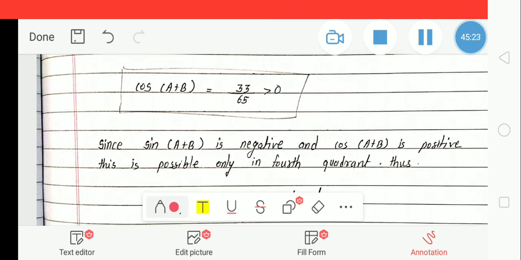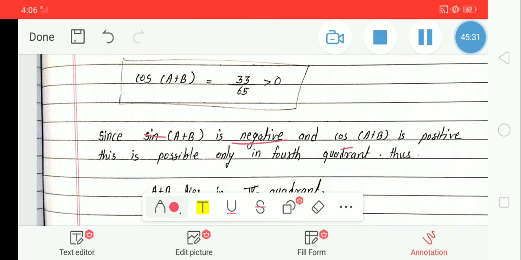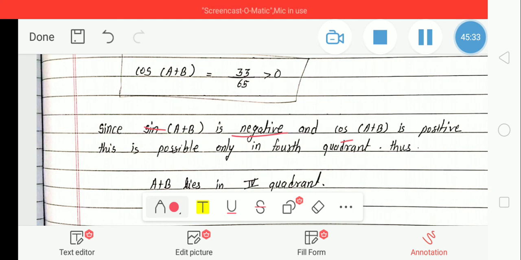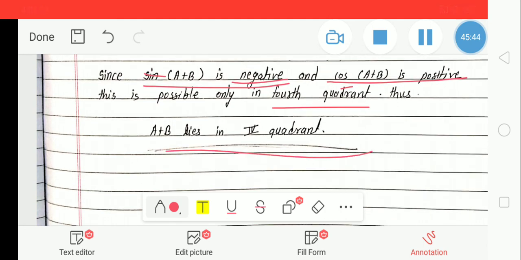So sin(A plus B) is negative and cos(A plus B) is positive. This is possible only in the fourth quadrant, because sin is negative and cos is positive there. So A plus B is in the fourth quadrant. So this is in the fourth quadrant. So now we stop here.